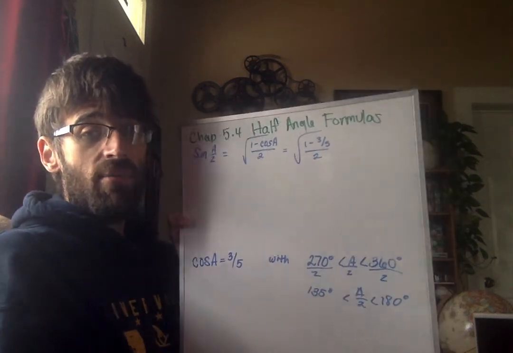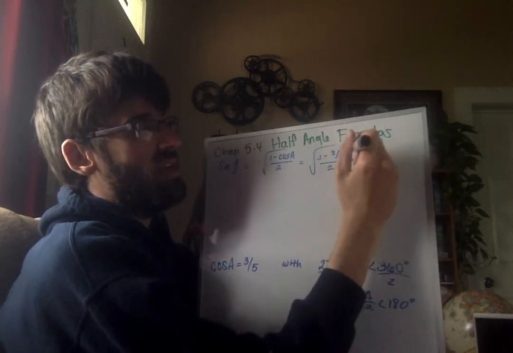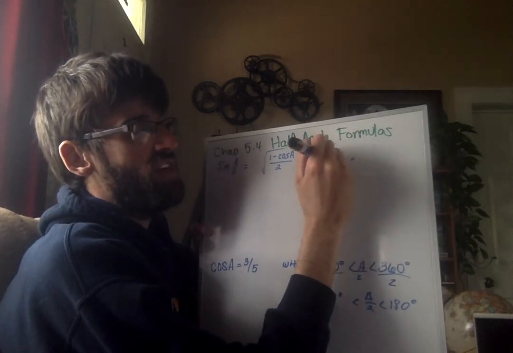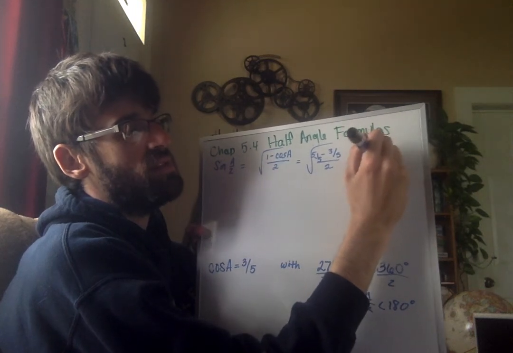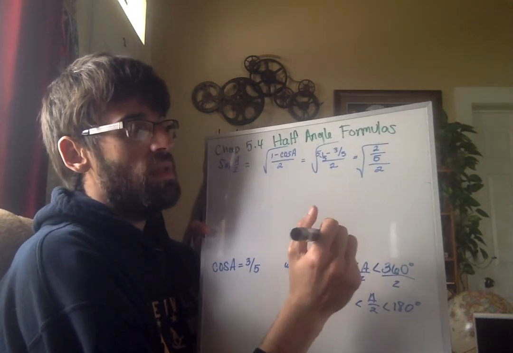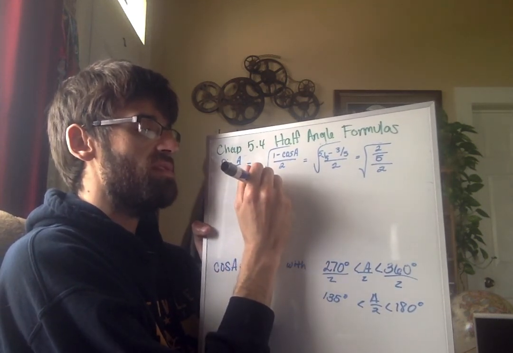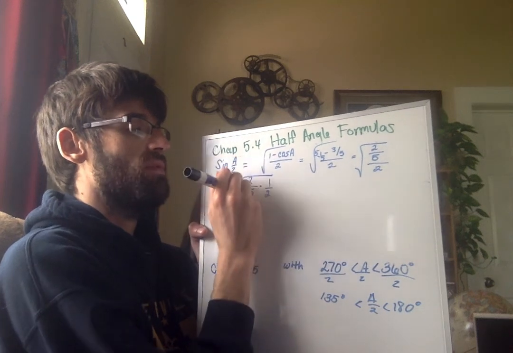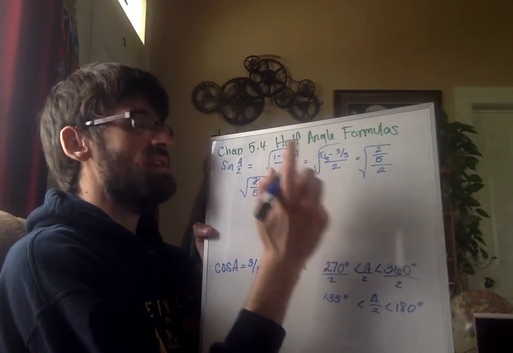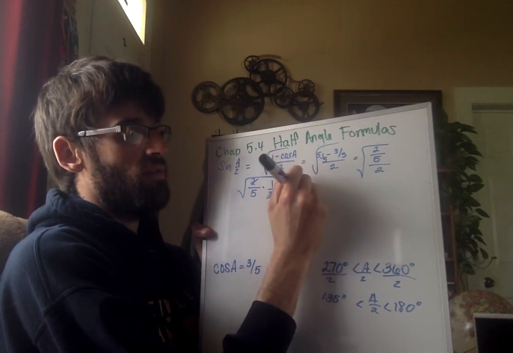Now, the next thing I'm going to do is get common denominators. So I'm going to call this 5/5. 5/5 minus 3/5 is 2/5 over 2, square root. The next thing I'm going to do is keep, change, flip. So I have 2/5 times 1/2. Remember, division by 2 is the same thing as multiplying by half. So I'm going to have the square root of 1 over 5.